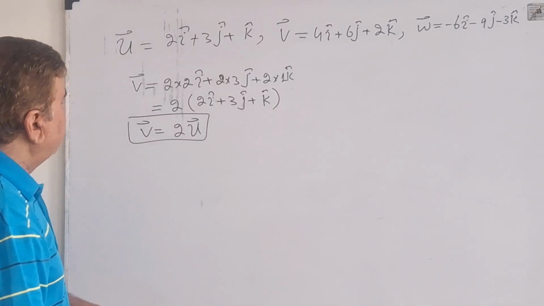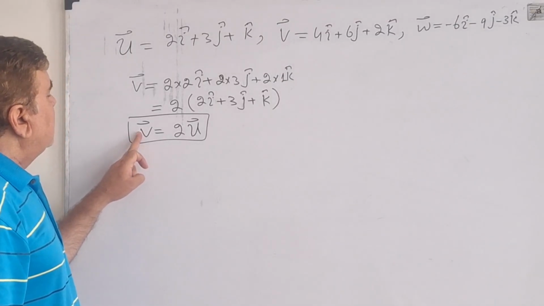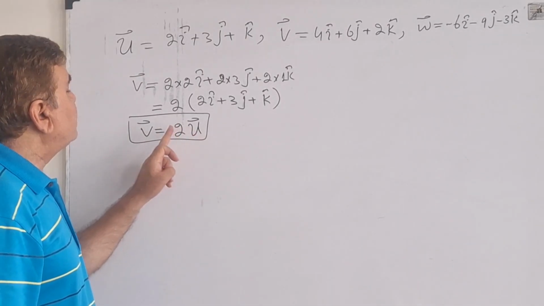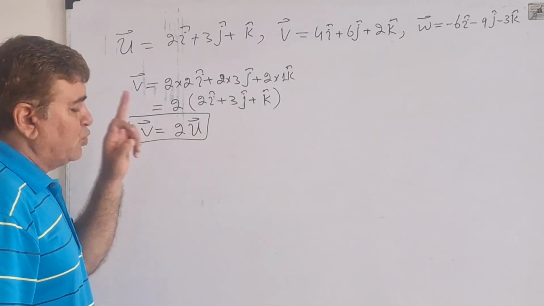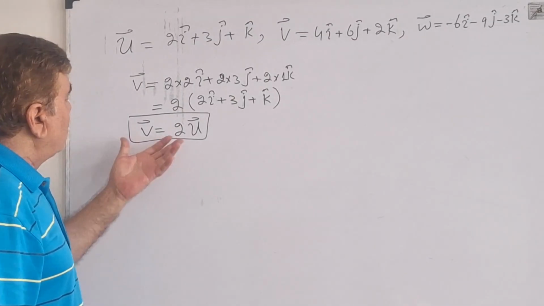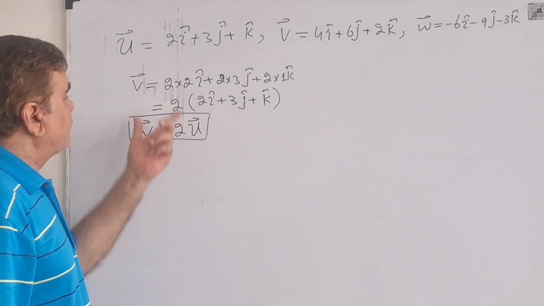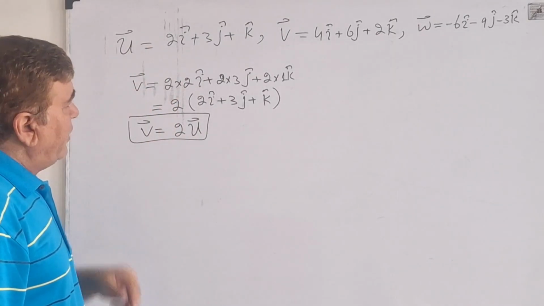Now this result means that v is a vector that points in the direction of vector u, whose magnitude is twice the magnitude of vector u. So we have expressed v in terms of u, and that is what is asked in the question.